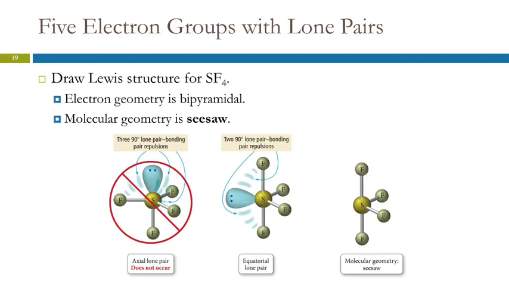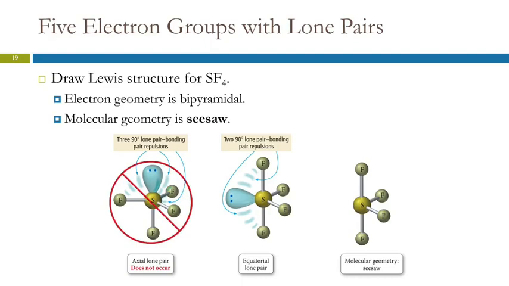So 5 groups makes a trigonal bipyramid. Right? That's the pink and red balloon thing over here. If we have one lone pair, one of those balloons is invisible, is the lone pair. Trigonal bipyramid, not all the bond angles are the same. So the lone pair goes to one of them and not the other.